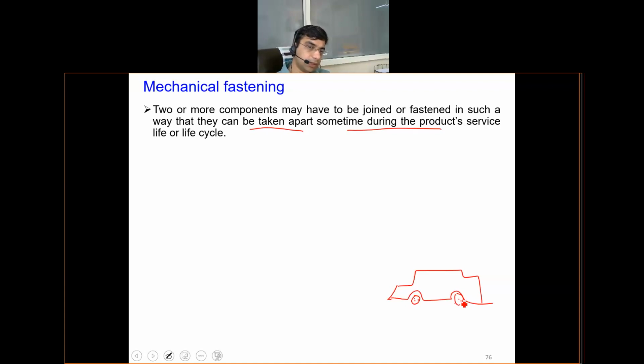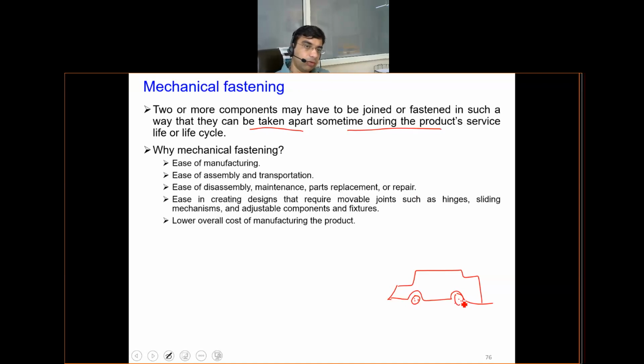There are many more scenarios, but it is very important to understand that mechanical fastening processes, although they create temporary joints, are much more important, and they have their own importance in getting assembled or disassembled temporarily. So, to summarize why it is important to read about mechanical fastening as a joining process: they are one of the easiest ways to manufacture or join components, and they are also very easy for assembly or transportation.